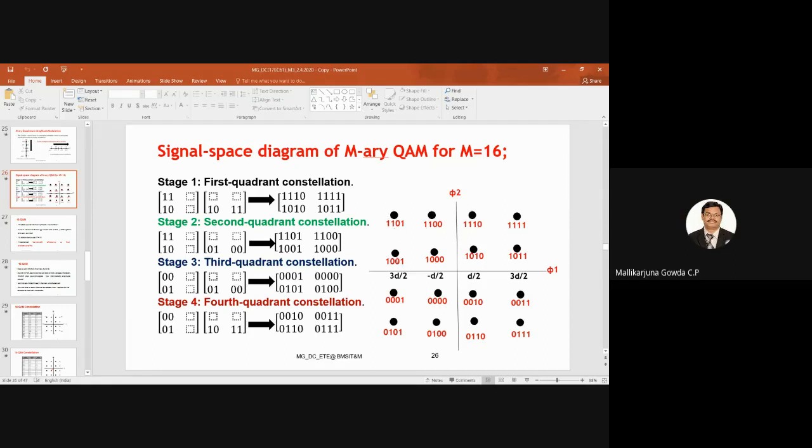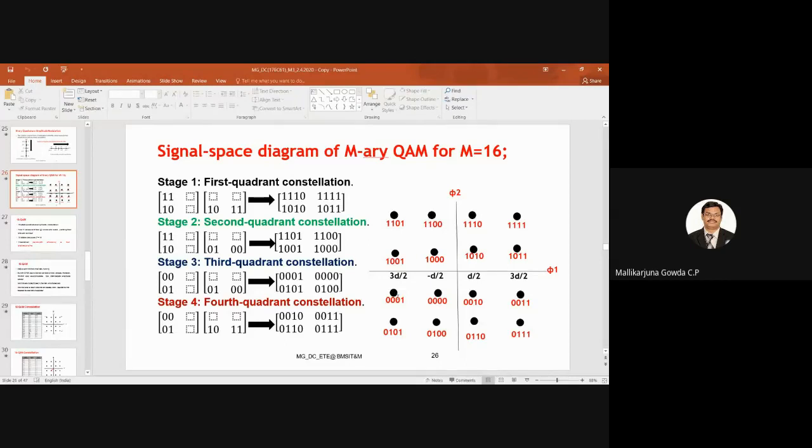Similarly, from 1101 to 1001, what is the change in bit? 1 to 1 is there, 0 to 0. Here only 1 to 0 is changing, right? Then 1 to 1 is there. Okay, got this point? Yes, sir. Then 1001 to 0001. So 1 to 1, then 0 to 0, 0 to 0, only 1 to 0, right? So only one bit change is there.